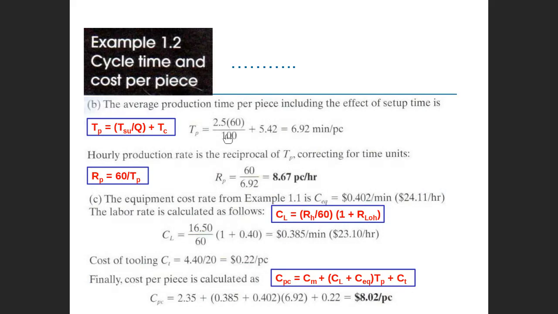You divide by 100, which is the batch quantity. Q plus TC, then you get TB. This is TB, minute per piece. We need the hourly production rate. Then 60 divided by TB to get hours.